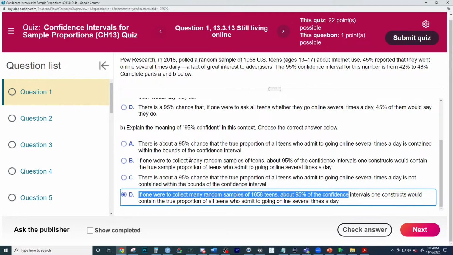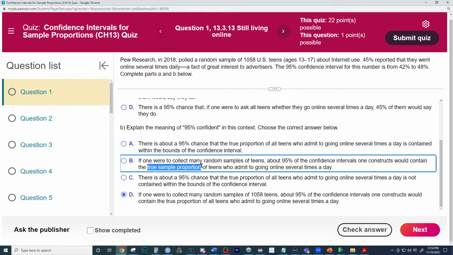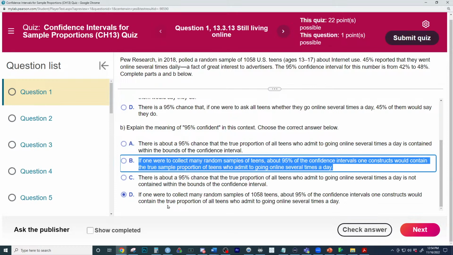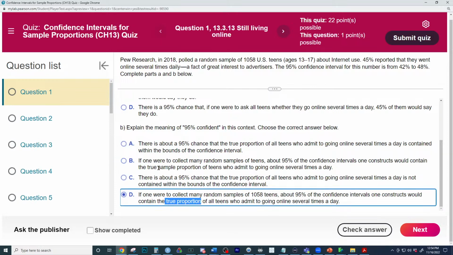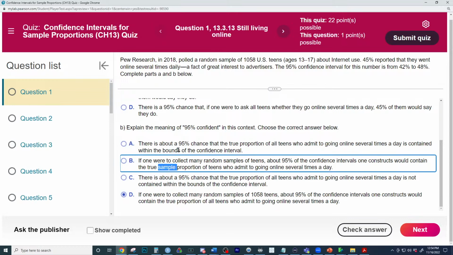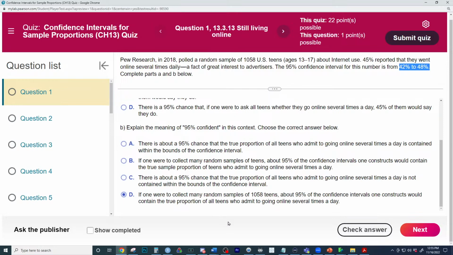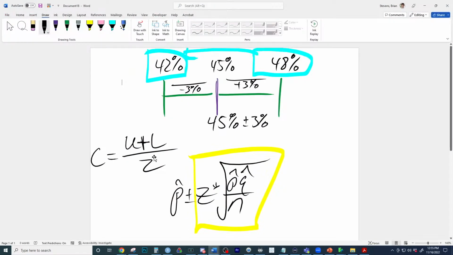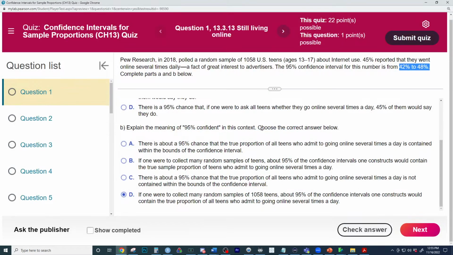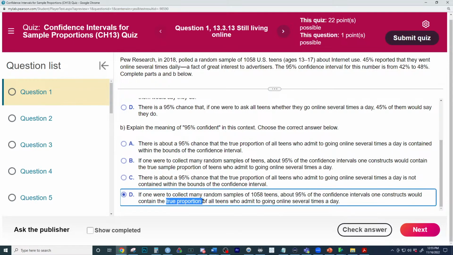If one were to collect many random samples of teens, about 95% of the confidence intervals would contain the true sample proportion. No, we're not trying to find the true sample. We're trying to find the true proportion for the population. So if this said true population proportion, that's what truth is. Be careful, they switch up where the spots are. This says sample, and we're not trying to find the true sample. We know what the sample proportion is. That's actually the center of the interval, where p hat is, so we're not trying to find that. The interval tries to estimate the truth, which is for a population. So if it said true population proportion, that would be correct.